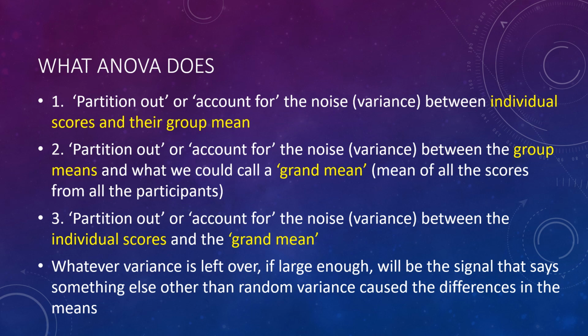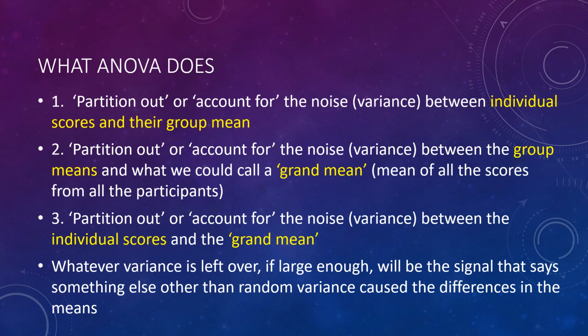So what type of noise are we talking about that we have to partition out? Well, we know there's going to be some variance between all the individual scores and the group mean. Whatever group they're in, there's going to be some difference. We know what that is. That's going to be the standard deviation of that particular group.